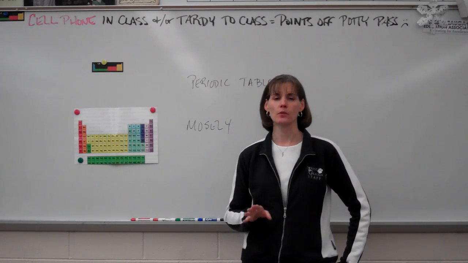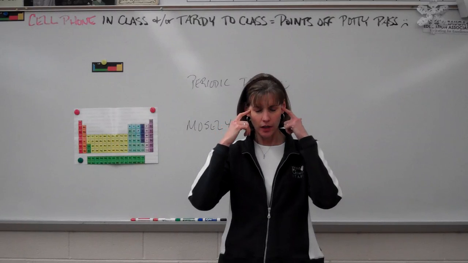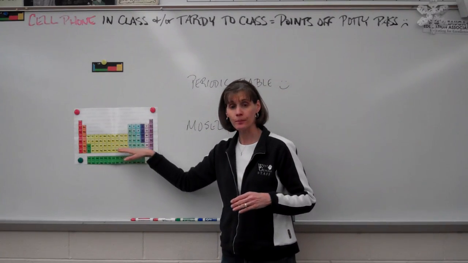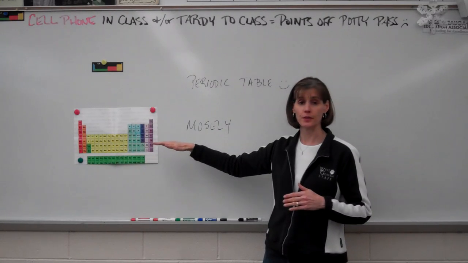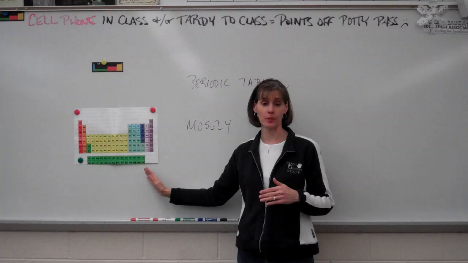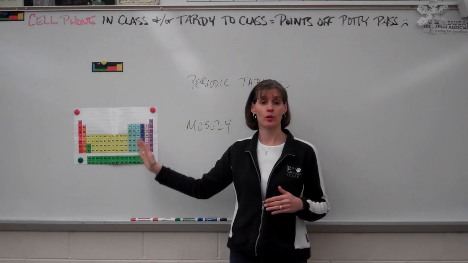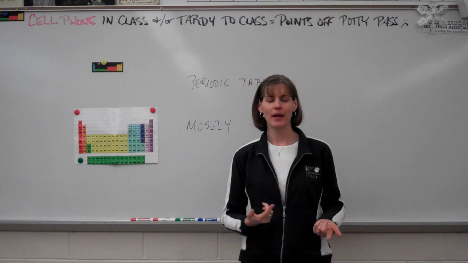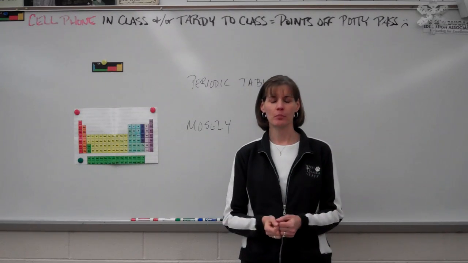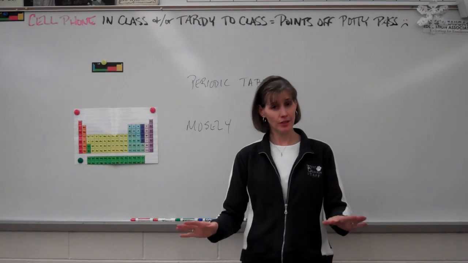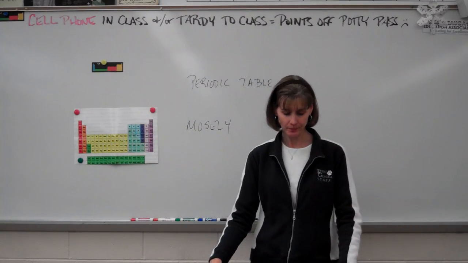Please, when you read these questions, stop, think, is this question asking me about a row on the table, which is also called a period or a series, or is the question asking me about a column on the table, which is also called a group or a family? Unfortunately, sometimes I see people kind of just twist that backwards and they know the concept, but then miss the question because of a very simple mistake like that. So take your time, read the questions.